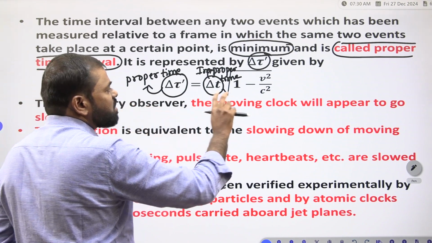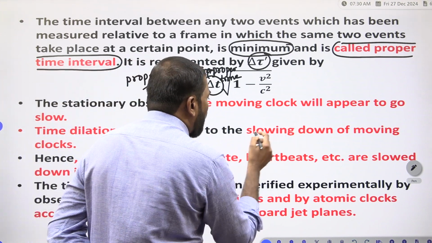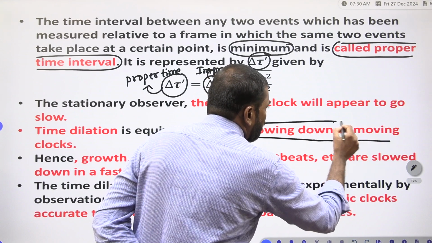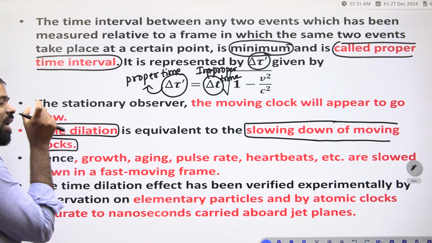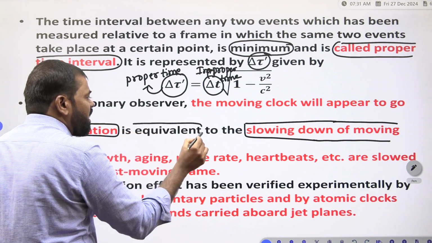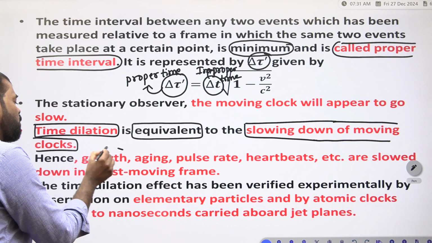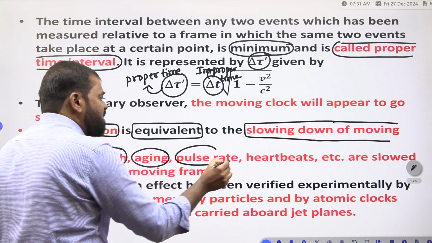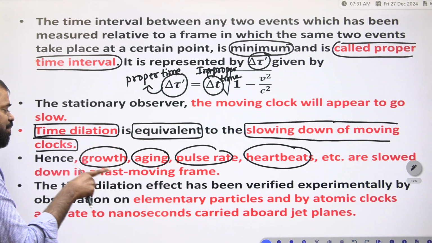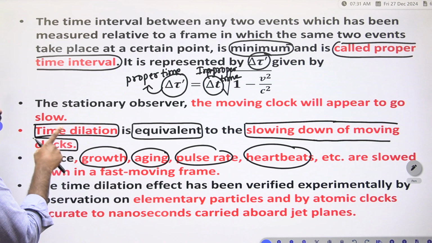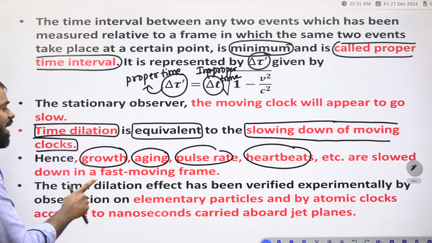So, to the stationary observer, the moving clock will appear to go slow. Time dilation is equivalent to the slowing down of moving clocks. This is very important. Hence, growth, aging, pulse rate and heartbeat are examples of slowing down in a fast moving frame.